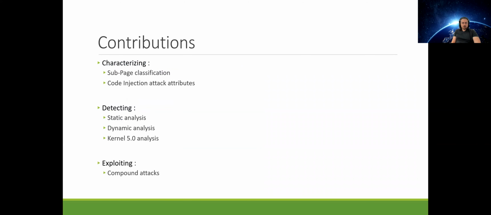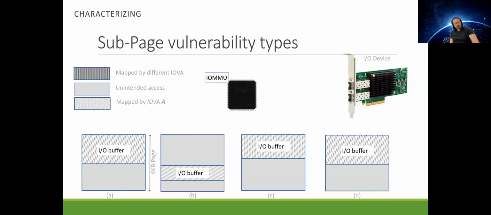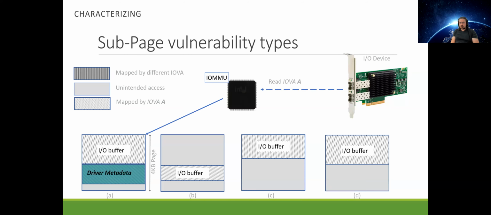So first, we'll talk about characterizing the subpage vulnerabilities and the code injection attack attributes. And then we will talk about the rest of the contribution. So subpage vulnerability has four types as we see it. One is when a device driver, for some reason, maps its own metadata because it collocates the IO buffer and its metadata on the same page.